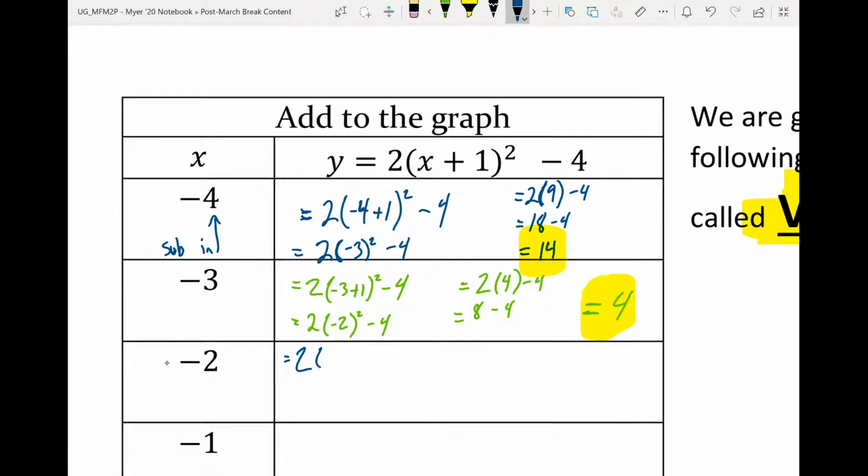And I'll try this one. Negative 2 plus 1 is negative 1. It's going to be squared. Negative 1 squared is just 1.